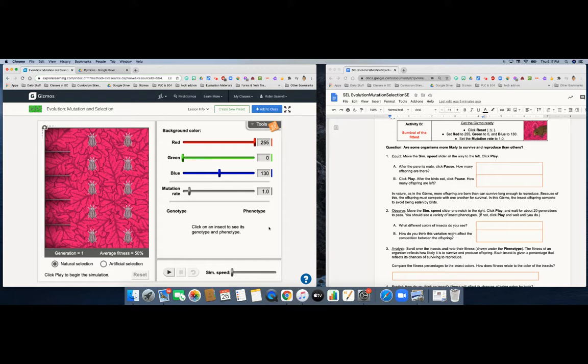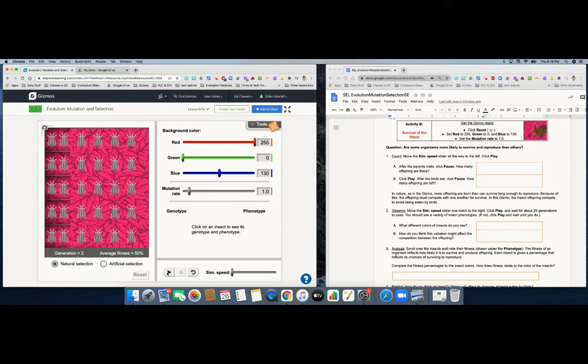Step 1, count. Move the sim, which is simulation speed, slider all the way to the left and click play. So we already have it there. After the parents mate, click pause. How many offspring are there? Okay, so let's go ahead and click it and pause. How many offspring do we have? Write it in the box. Remember, the adults are here. The offspring are here. Remember, they go off as pairs, they mate, and these are the offspring.